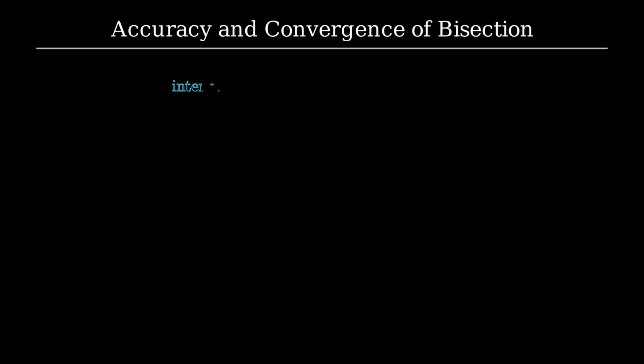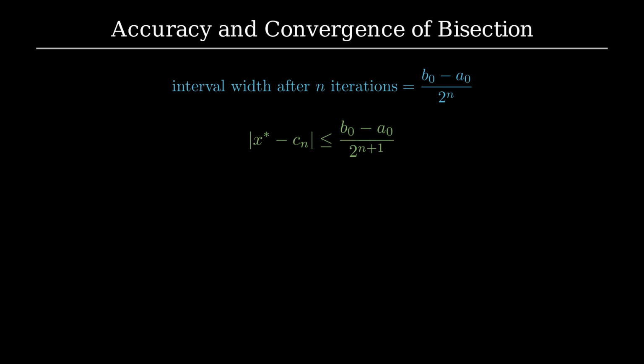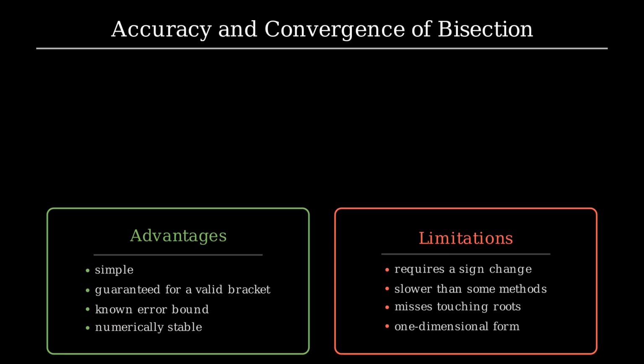Bisection has predictable convergence. After n iterations, the interval width is the original width divided by 2 to the power n. The midpoint error is no larger than half the current interval width. This gives a guaranteed error bound before the exact root is known. The logarithmic formula estimates how many iterations are required to reach a specified interval width. Bisection is simple, stable, and guaranteed when its assumptions hold.